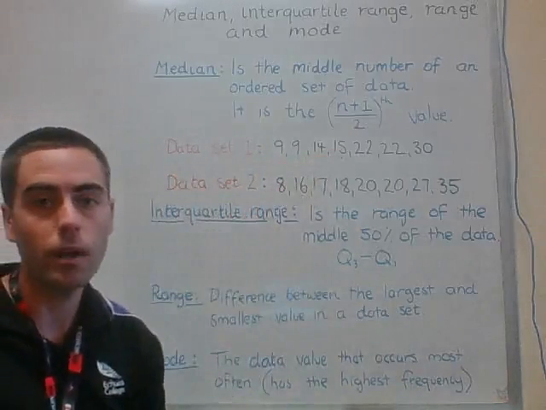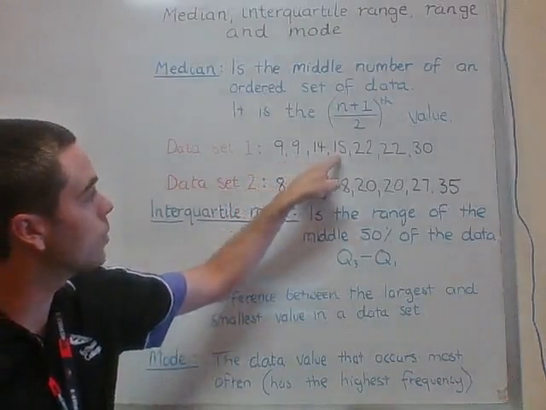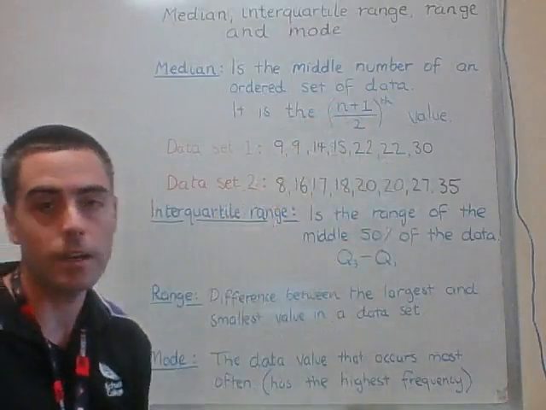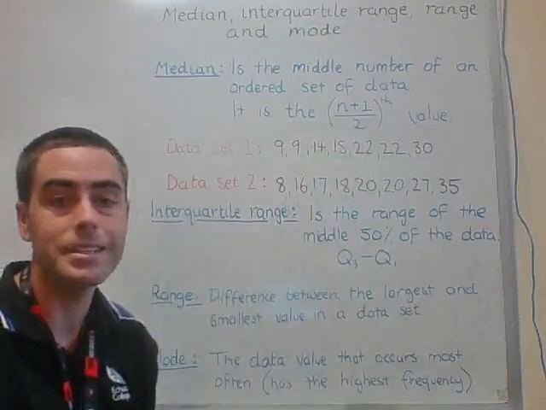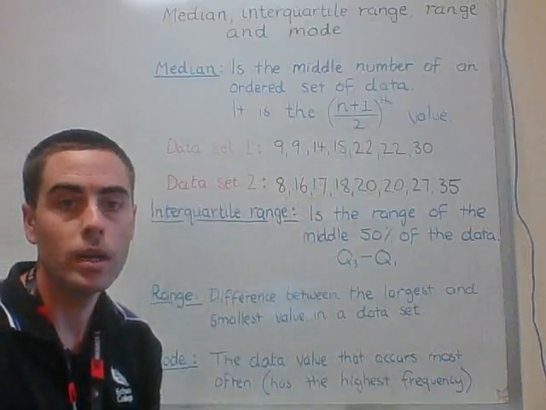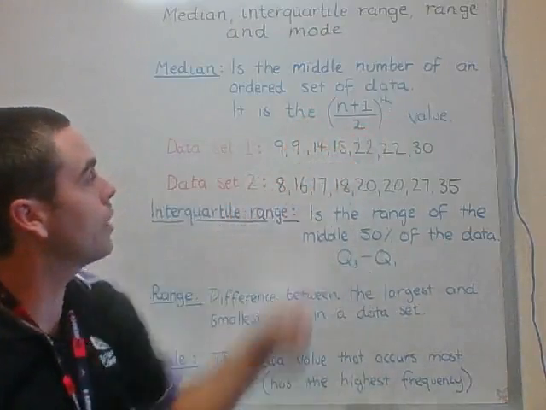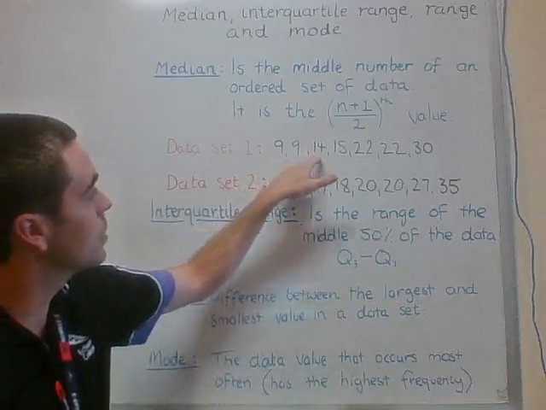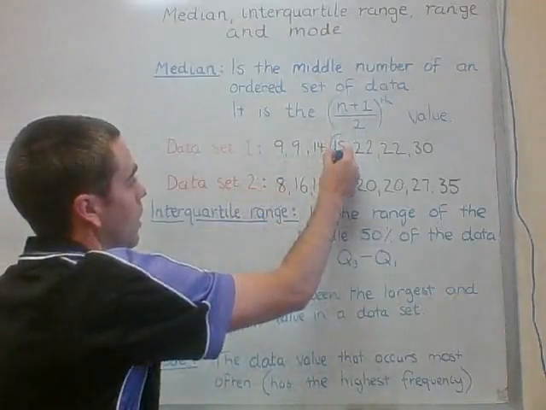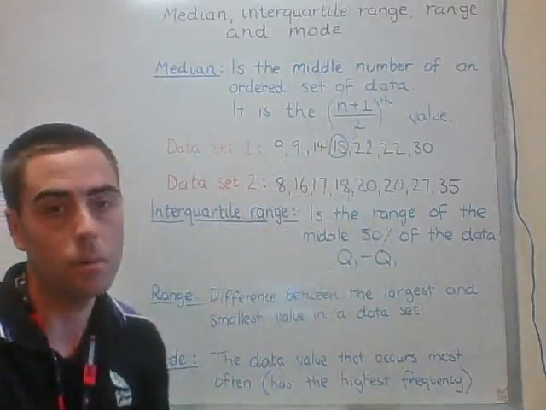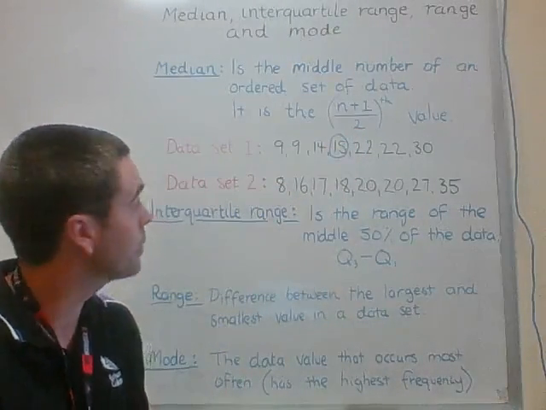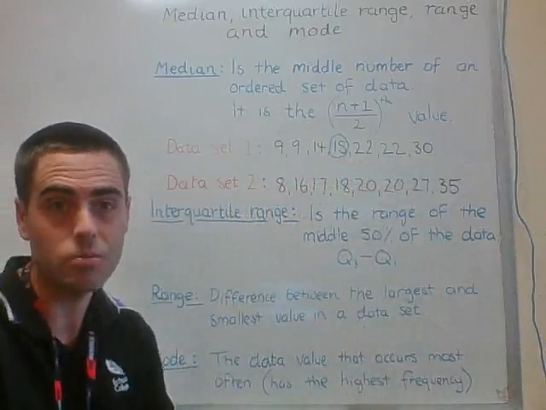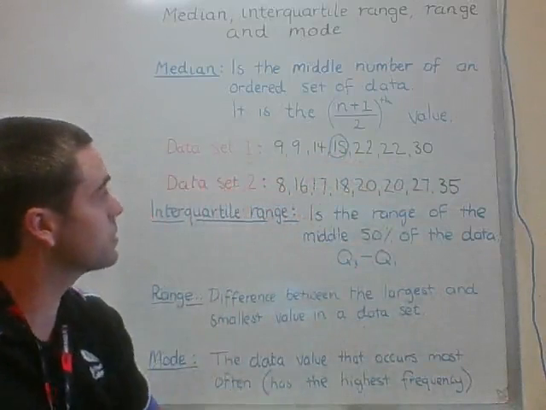Looking at data set 1, there are 1, 2, 3, 4, 5, 6, 7 pieces of data. So if I sub 7 in for n in that formula, I'll get 7 plus 1 is 8. 8 divided by 2 is 4. So the fourth value in my data set is the median. So now I can count through 1, 2, 3, 4. And there's my median. And you can see that that is definitely the median, as we've got 3 numbers either side of that 15. So it's right in the middle. So the median for data set 1 is 15.